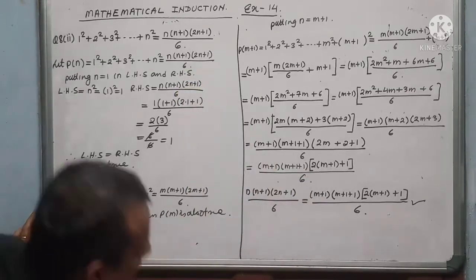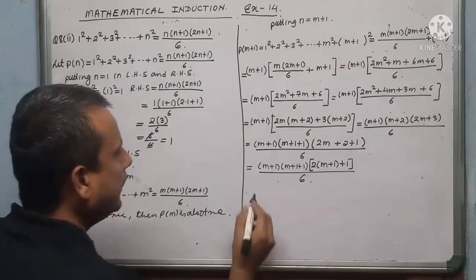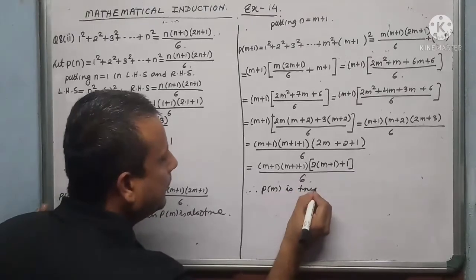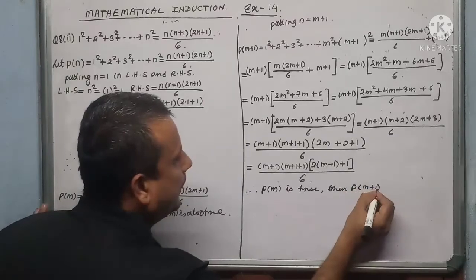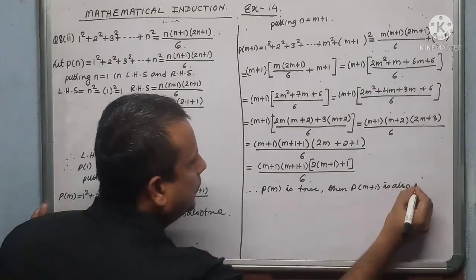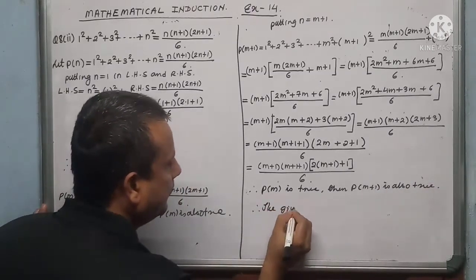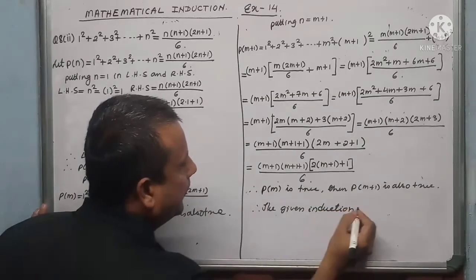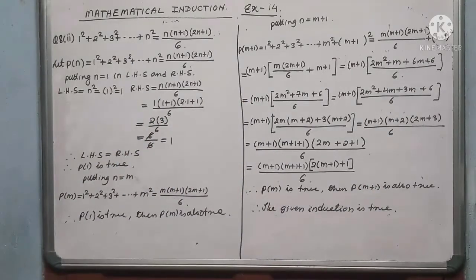So this is also true. Therefore, the conclusion: if Pm is true, then Pm plus 1 is also true. Therefore, the given induction is true. The method is the same, only the third part simplification is a little bit complicated.